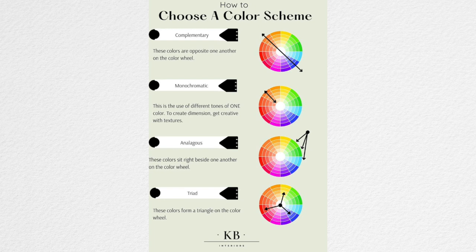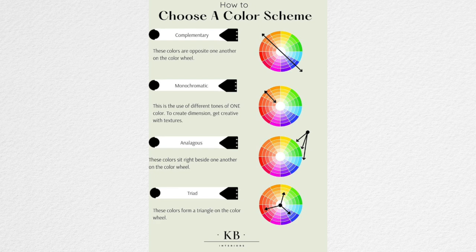color palette. The first way is to look at complementary colors, and those are colors that are directly across from one another on the color wheel. An example of that would be blue and orange. You're like, I don't want a blue and orange room. That's totally fine, but that is how you would use the color wheel.